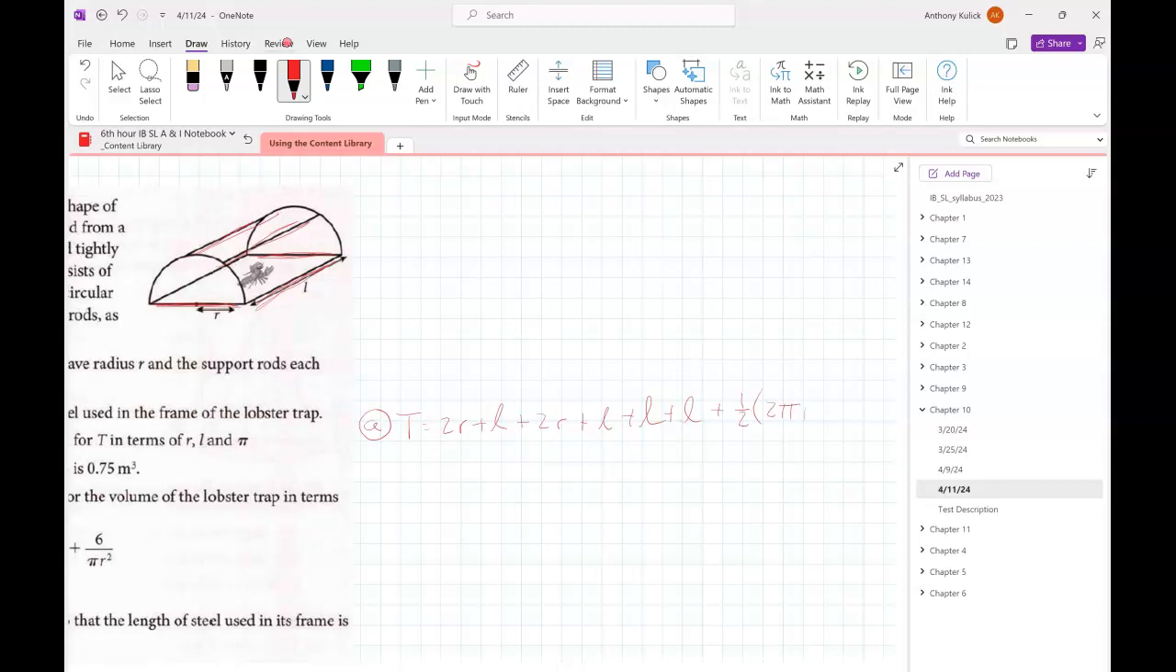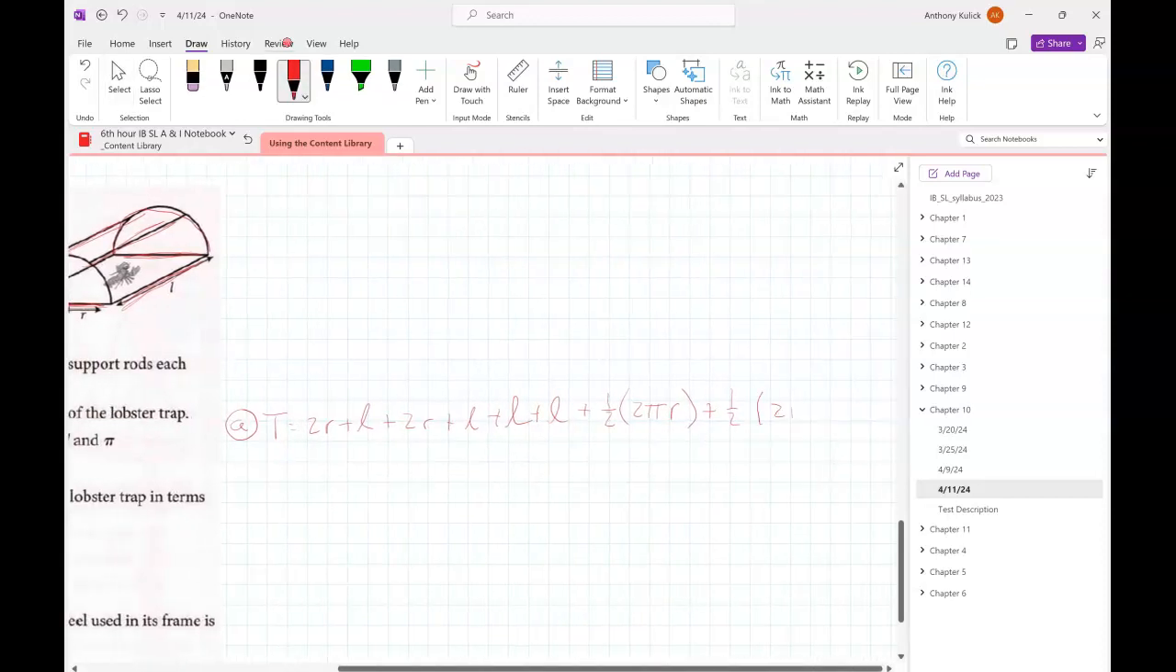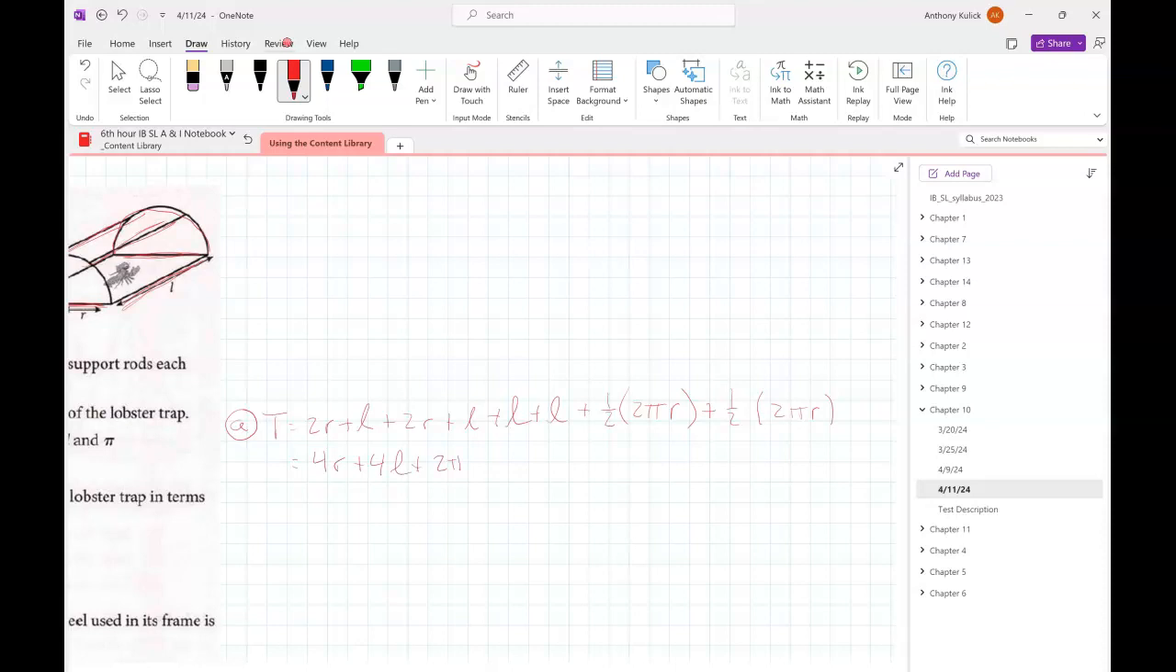1/2 2 pi r, right? Because it's half the perimeter. And then the same thing for that one. So what do we got here? We got 4r plus 4l plus 2 pi r. That look good? Okay.